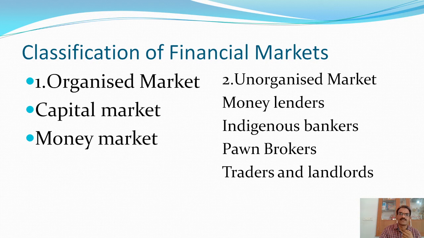Now we are going to discuss the classification of financial markets. We can broadly classify financial markets into two: first one is organized market and second one is unorganized market. We can again classify organized market into two: first one capital market, second one money market. And different types of unorganized markets are money lenders, indigenous bankers, pawnbrokers, traders and landlords.